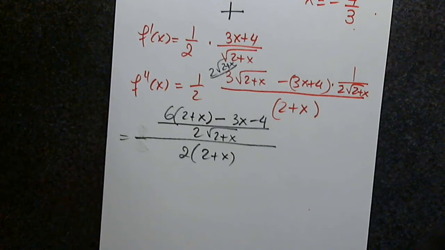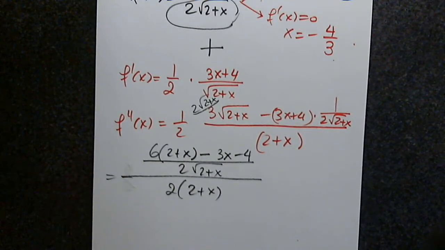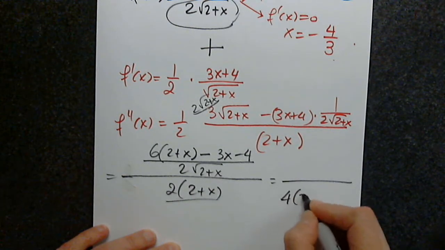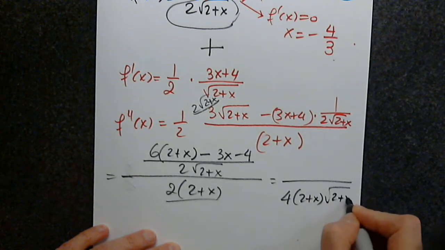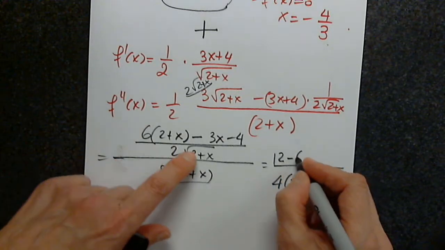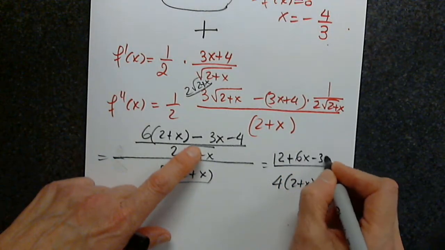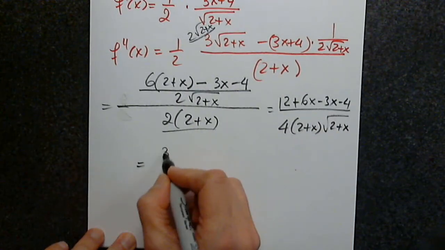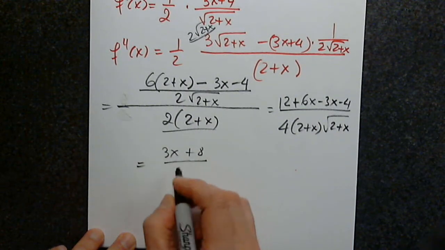After all this effort, it better have something. It may not. So when I flip this, the denominator becomes 4, 2 plus x, the square root of 2 plus x. And the numerator is 12 plus 6x minus 3x minus 4. So finally I have 3x plus 8.